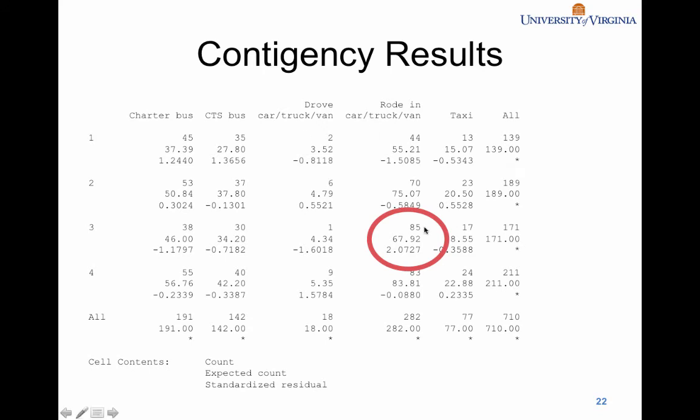And if we look, we see in particular that third years appear to have something going on with how many of them rode in a car or a truck or a van. It looks like their actual count of 85 is a lot higher than their expected count of about 67.9. So more third years rode in cars and trucks and vans than would be expected, is how you would interpret that result. And looking around, none of the other standardized residuals are particularly large. Maybe the one here, negative 1.6, is getting kind of large. But the biggest one clearly is the one we already have highlighted.